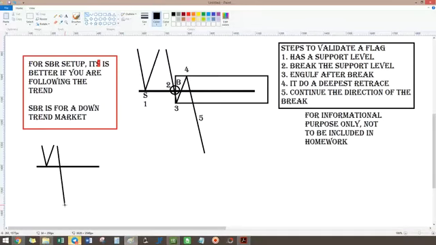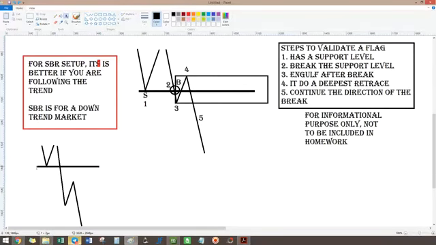Really deep break. Okay, and then stop there. It engulfs the break, and then the deepest retrace is only up to here. Okay, and then it goes like that.